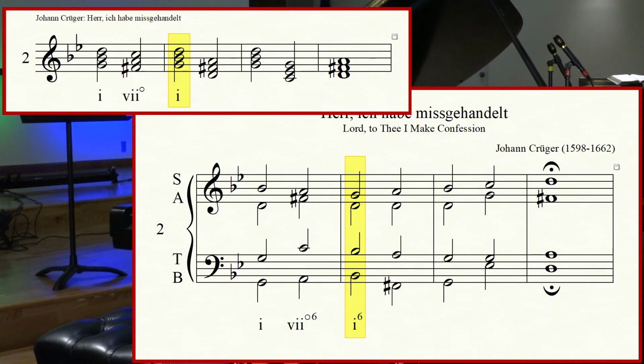All right, next chord is, again, the chord of the 1. G, B flat, D are the notes, but G, again, is not in the bass this time. The B flat is. That's why G minor in first inversion, lowercase Roman numeral 1 with the 6 next to it, meaning first inversion. Okay, very easy there.